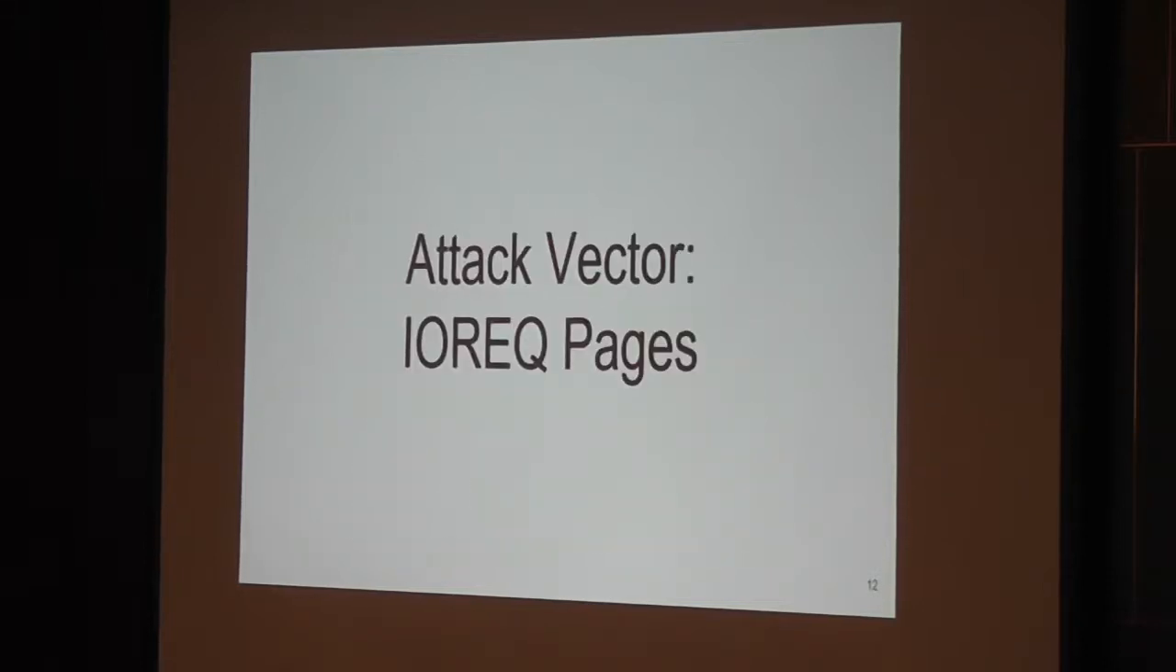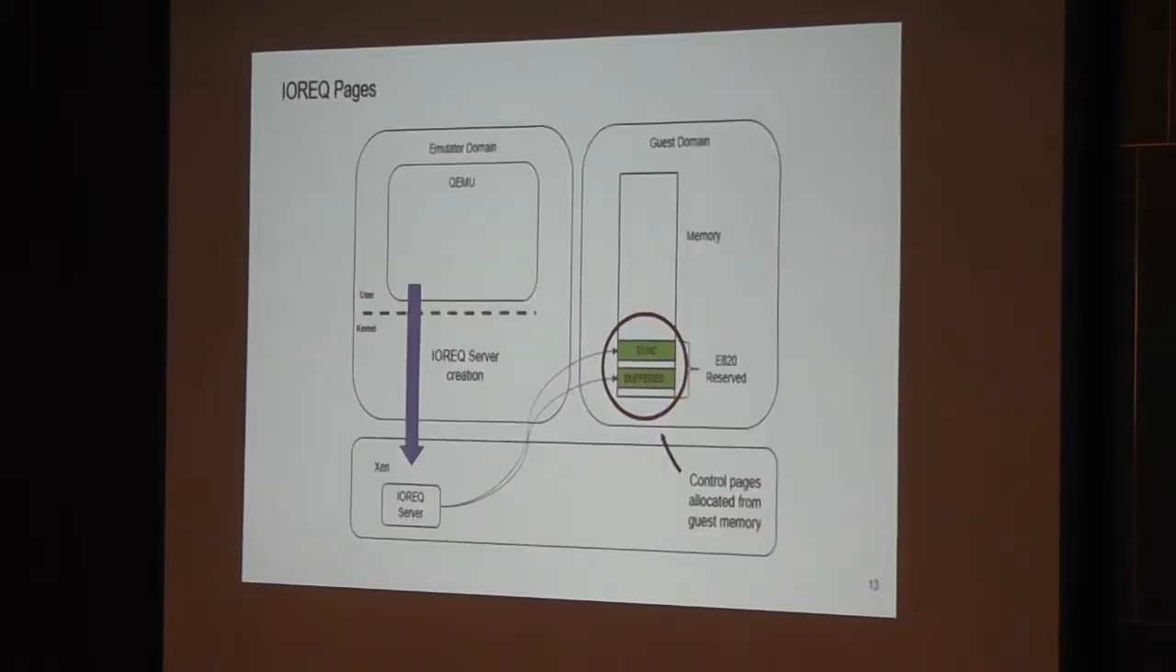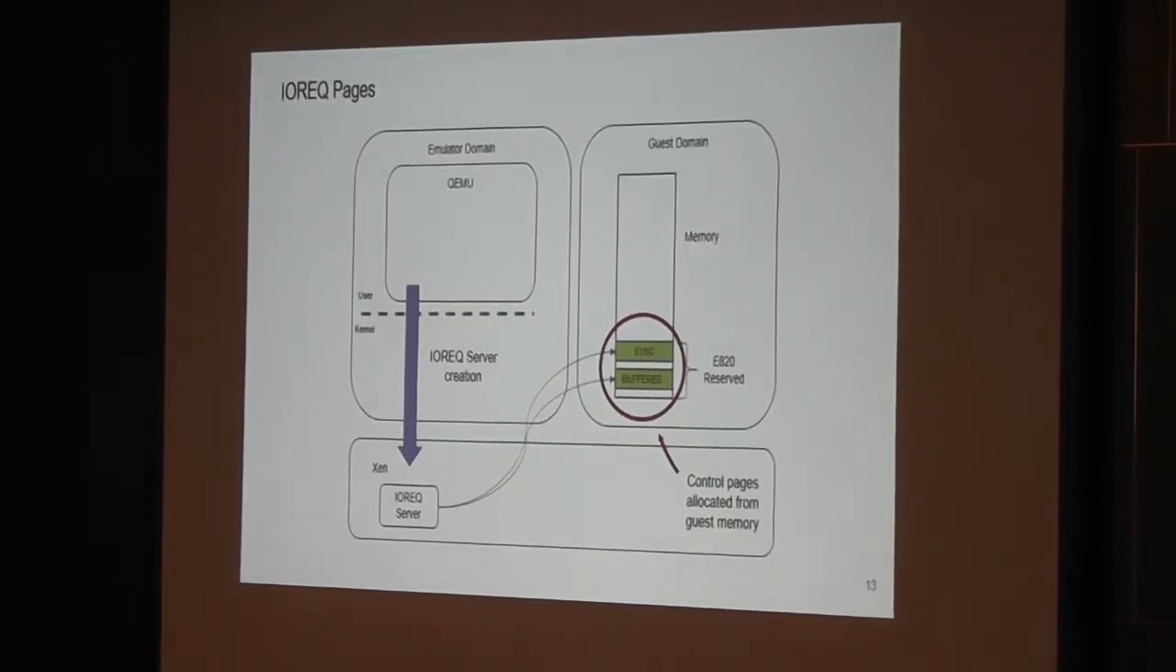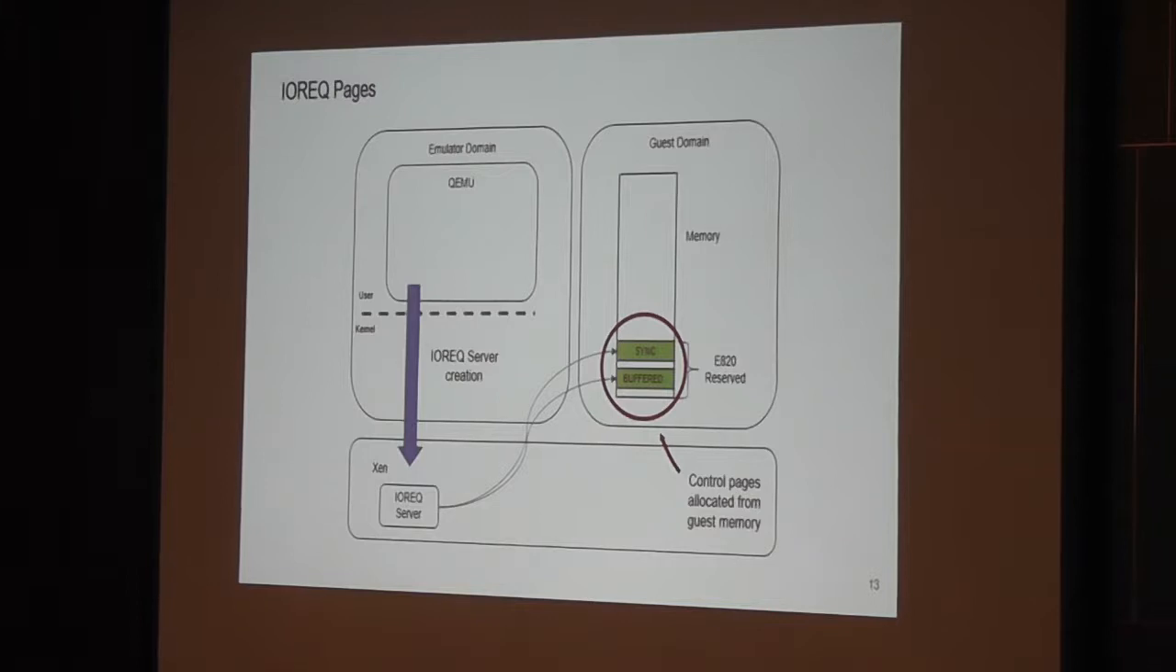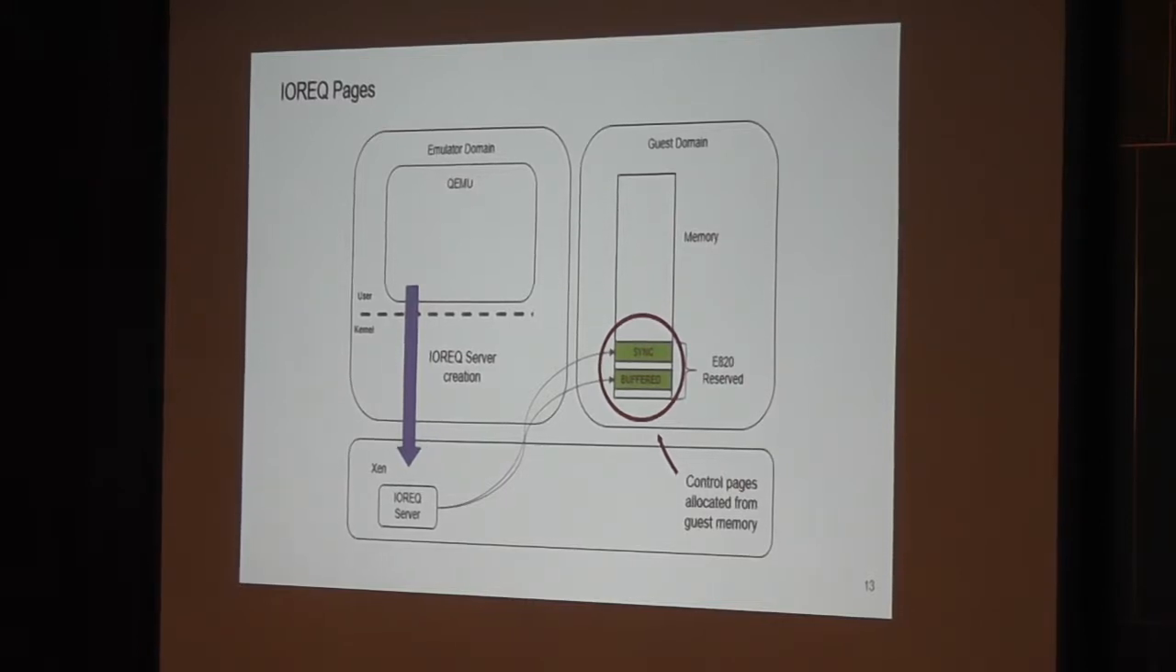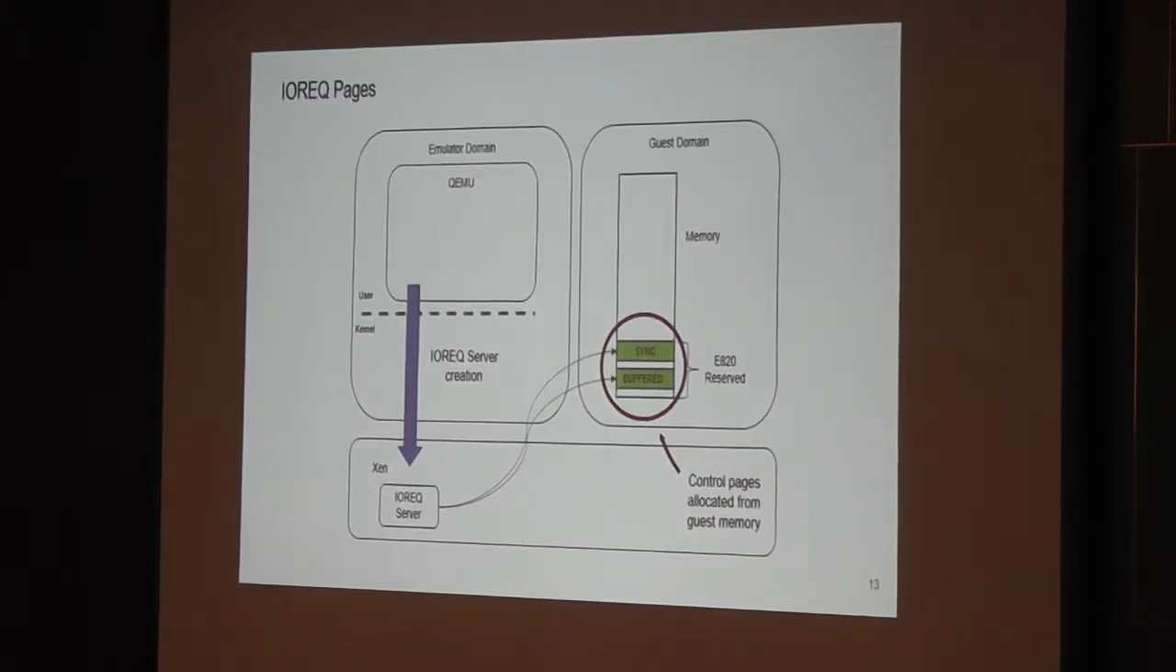So let's have a look at our first attack vector. The first attack I'll focus on is that shared memory interface that it uses to handle I/O emulation. When QEMU starts up, it needs to get Xen to set up shared pages that are going to be used to drive the IOREQ protocol, which is the way that Xen passes the information about trapped I/O to QEMU. And I'll just mention there are a couple of pages that are used to do this.